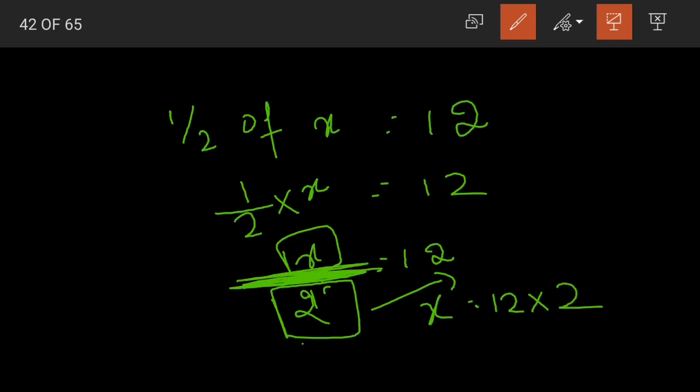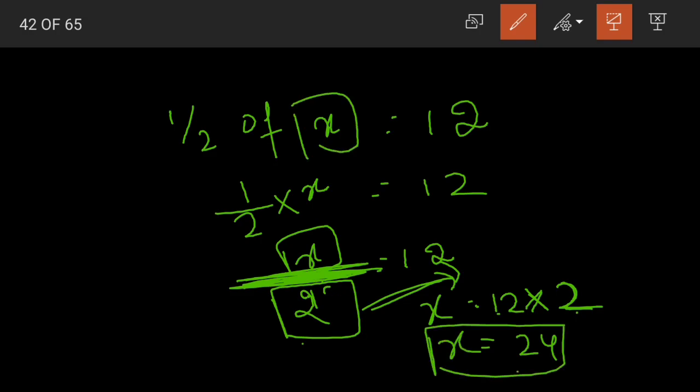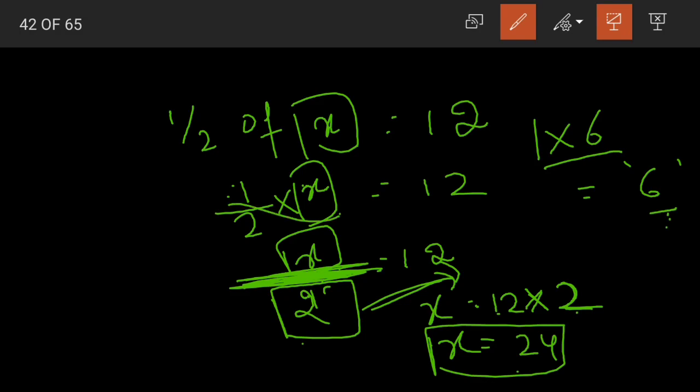Here 2 is in division. When it moves to the other side, it becomes multiplication. 12 into 2, 24. Our x, that is our unknown number here, is 24. Okay, 1 into x is equal to x. See, 1 into any number will give us the number itself. Yes, say 1 into 6 is equal to 6. In the same way, 1 into x is also equal to x.